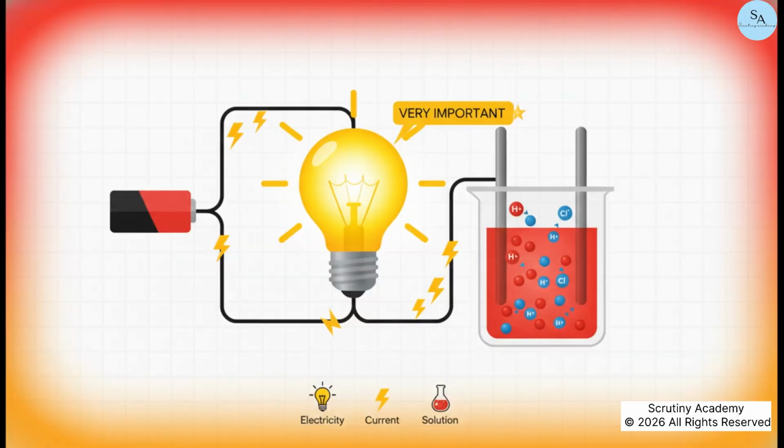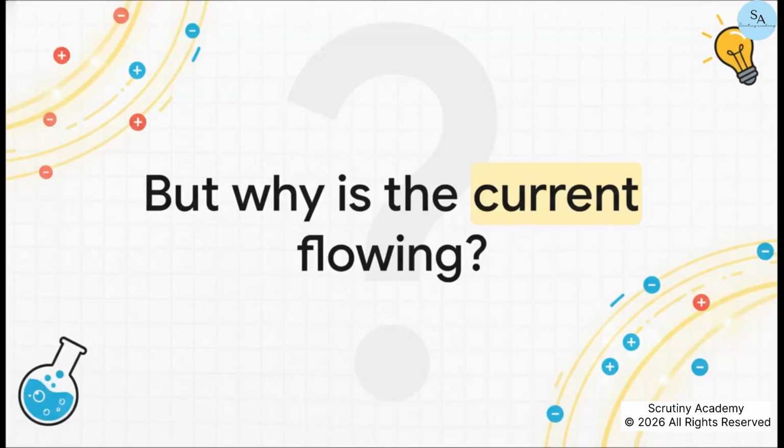This is our very first clue. And it's a big one. It tells us that, yep, electric current is definitely flowing through this acid solution. But hang on, why? I mean, what's actually happening inside that liquid that's letting the current pass through? Let's hold that thought for a second. Before we jump to any conclusions, let's test a couple more things to gather some more clues.